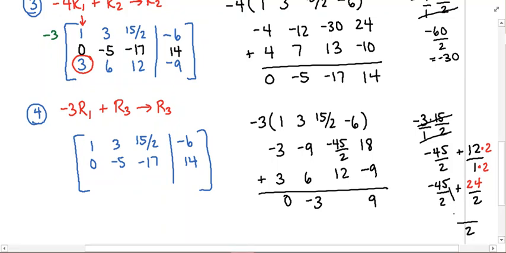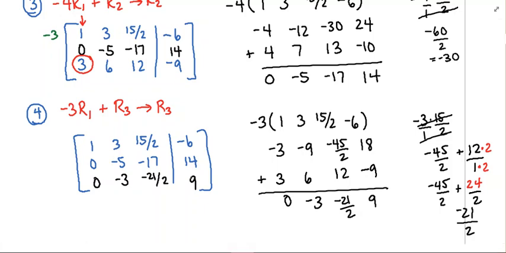This is going to be negative 21 over 2. All right, so here we go. That is going to be your new third row. Let me fill this in. And we are done with the first column. All right, so we are going to move on to the second column.